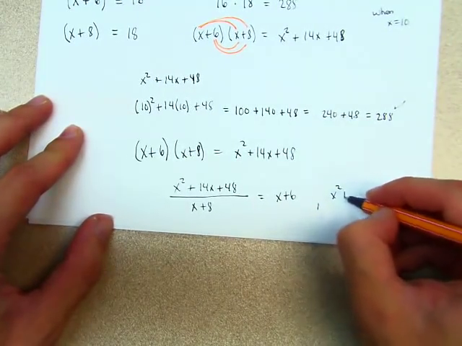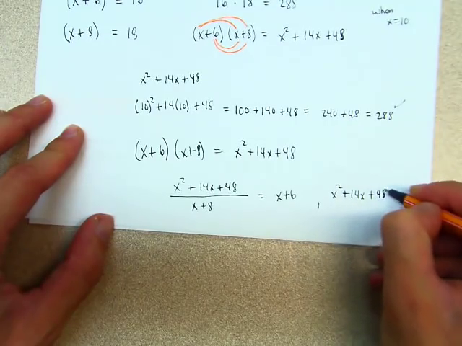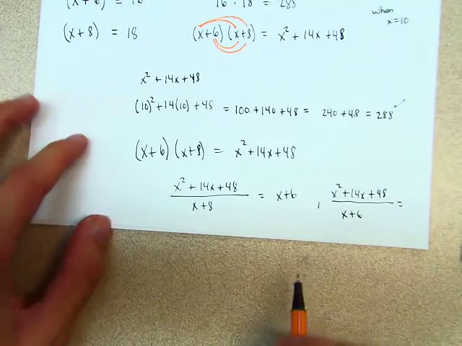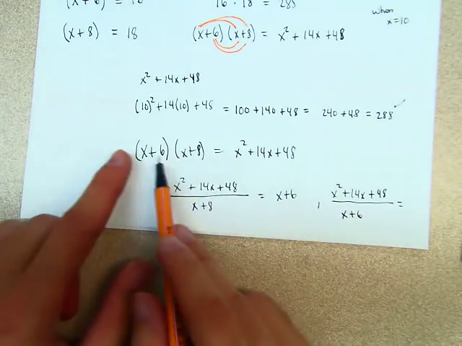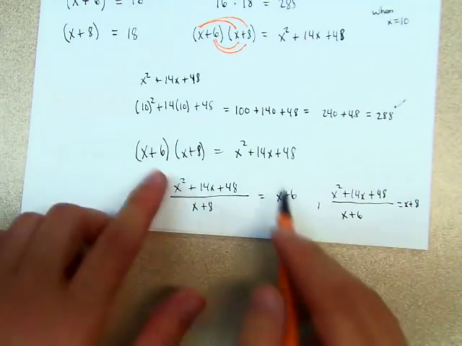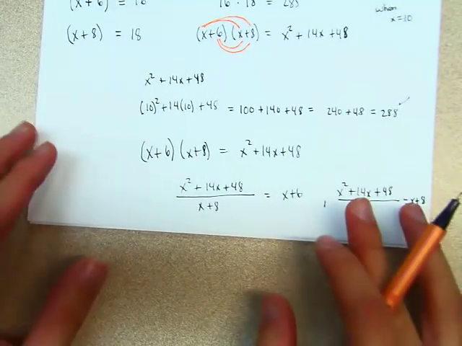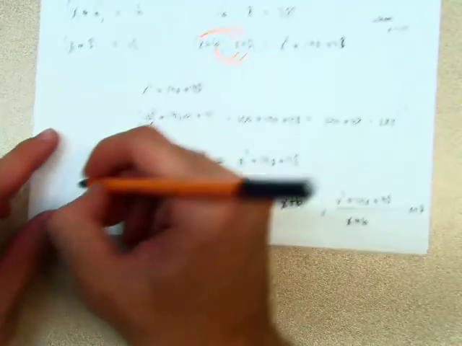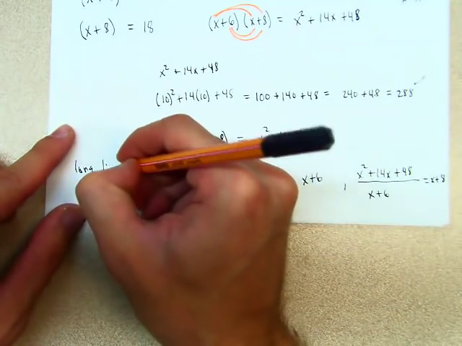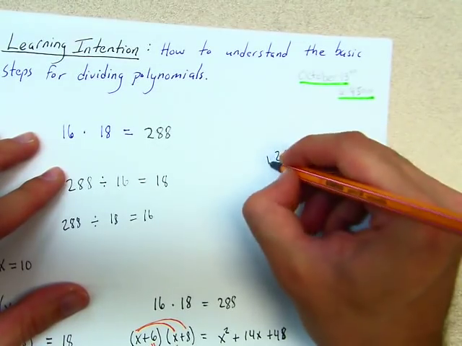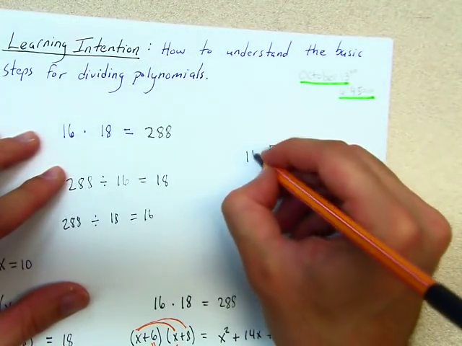Like, if I take x squared plus 14x plus 48 and divide it by x plus 6, I have to get this, x plus 8. Okay? So how to do this is what we're going to practice. So we're going to use long division to solve this, right? Like, let's say, for example, if you wanted to do 288 divided by 16, right?